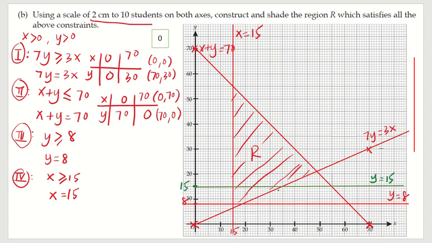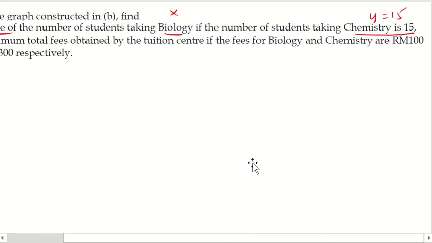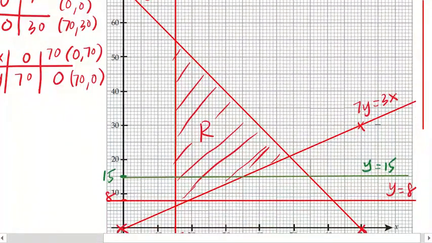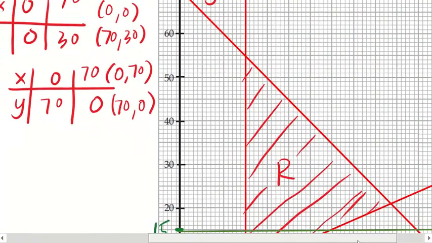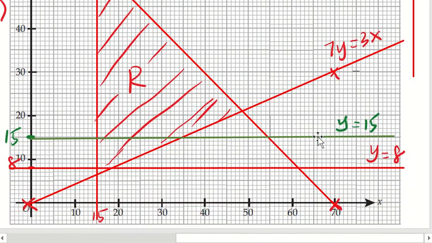So what is the other level? 1, 2, 3, 4, 5. Correct? Can you see or not? Cannot see, I make it bigger. So this is your line, at y equals 15. This line, y equals 15.